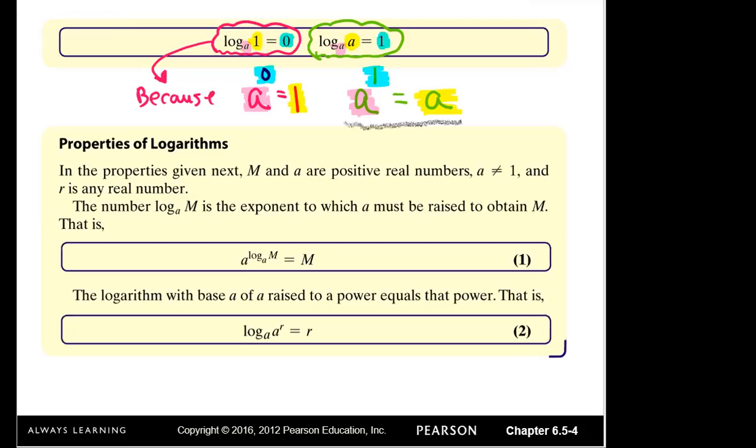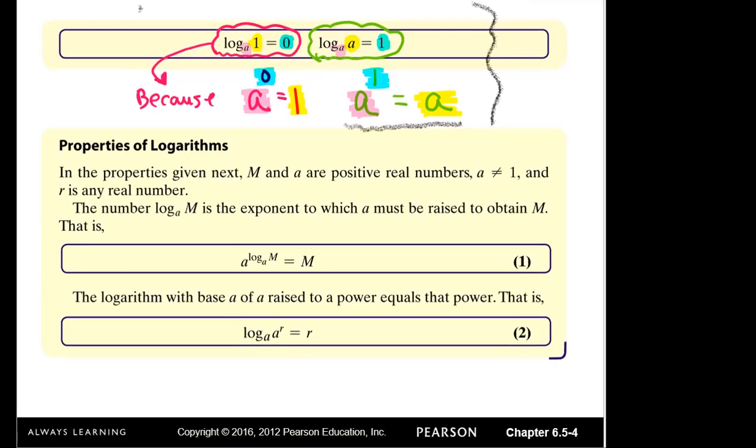Now, there's two extensions of this. In the properties given next, capital M and lowercase a are positive real numbers, and a does not equal one. We took care of the ones up here, all right? This is the stuff that involves the one. Down here, we're looking at anything else. And r is any real number. So the log base a of capital M is the exponent to which a must be raised to obtain M, which means, they actually call these inverse rules.